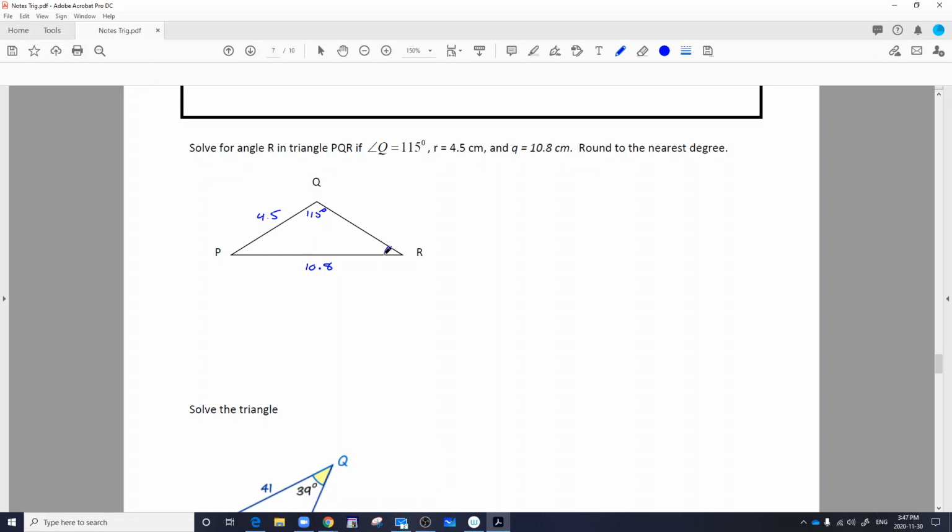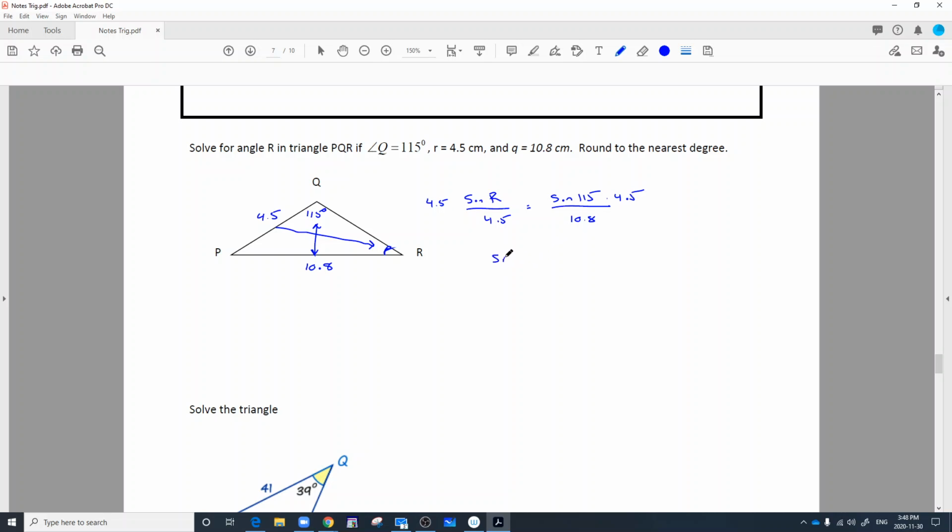It wants me to solve for angle R. And I could have guessed that that's what it was wanting me to solve for, because here's my known ratio. I have a known angle across from a known side, and the only other thing they gave me was a side. So using proportions, I could solve for this angle. So I would set it up as the sine of angle R is across from 4.5, just like the sine of angle 115 is across from 10.8. So again, to solve this, my unknown's on the top, so I'm just going to multiply both sides by 4.5.